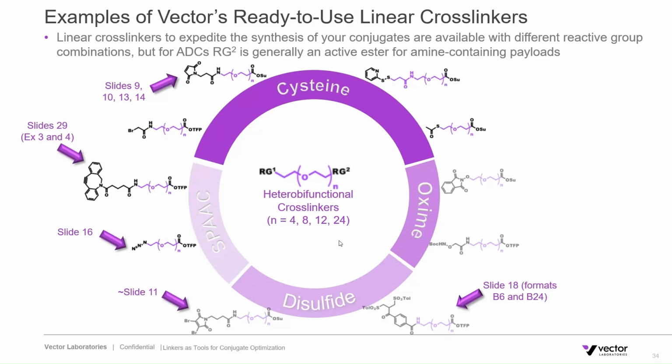The full color structures are catalog items available in high purity at kilo scale. The transparent structures have been made, but they're not kept in inventory, so you'd have to contact the sales team for details. And again, if you'd like to go back and review these slides, you can see the benefits of using similar types of linkers in some of those examples.